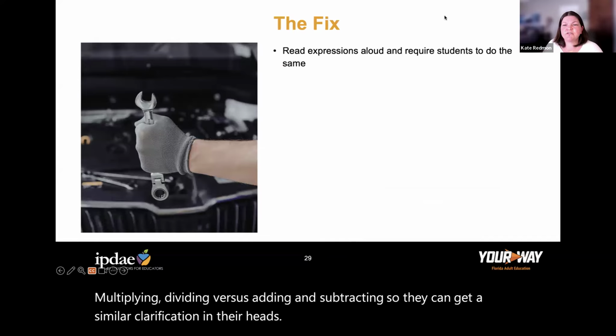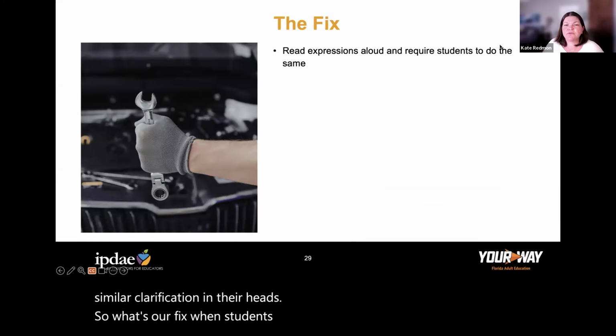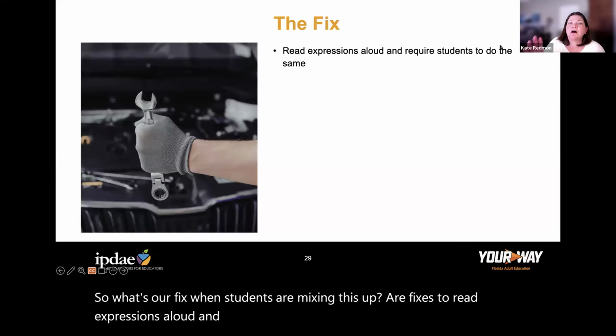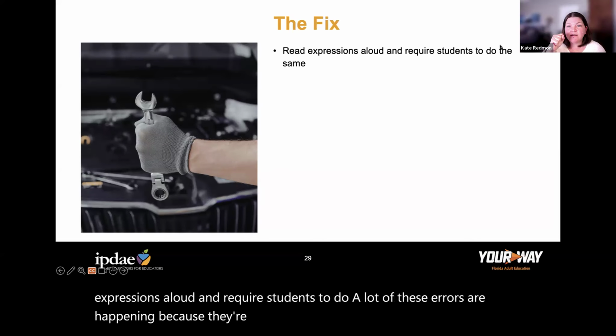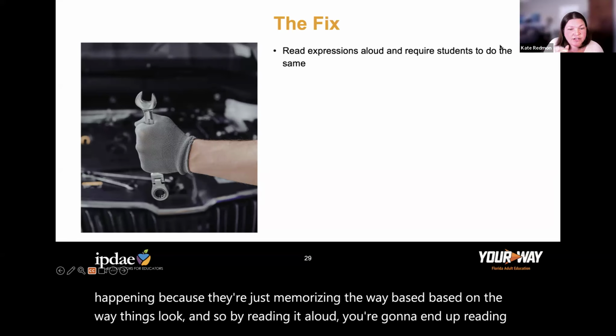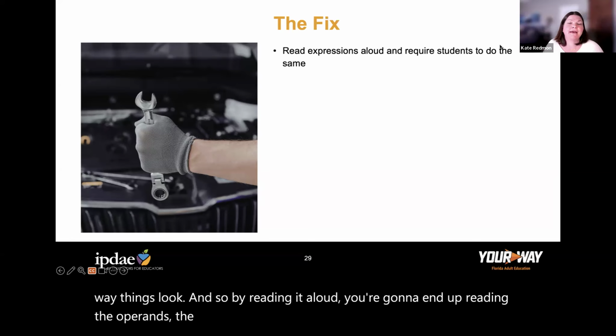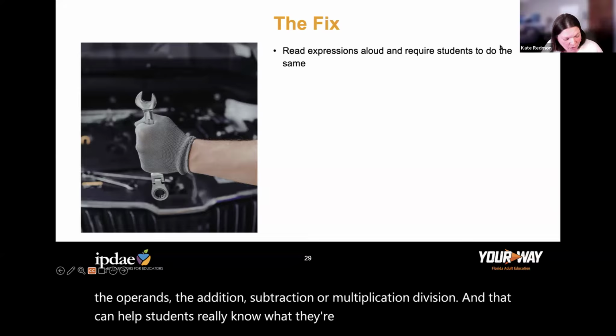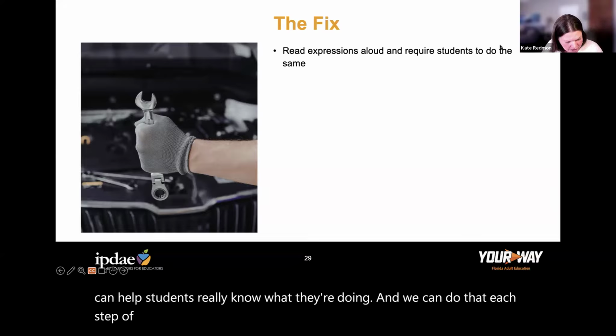So what's our fix when students are mixing this up? Our fix is to read expressions aloud and require students to do the same. A lot of these errors are happening because they're just memorizing the way based on the way things look. And so by reading it aloud, you're going to end up reading the operands, the addition, subtraction, or multiplication, division, and that can help students really know what they're doing. And we can do that each step of the way. Read each resultant expression aloud.